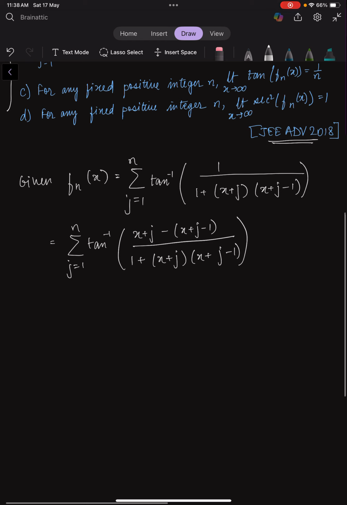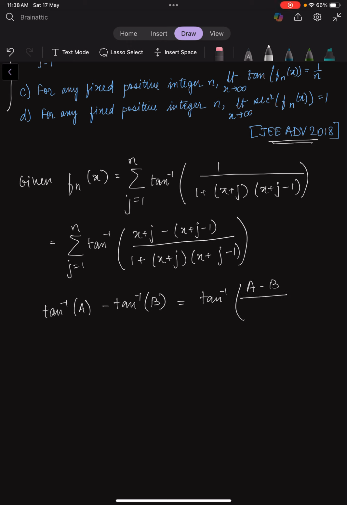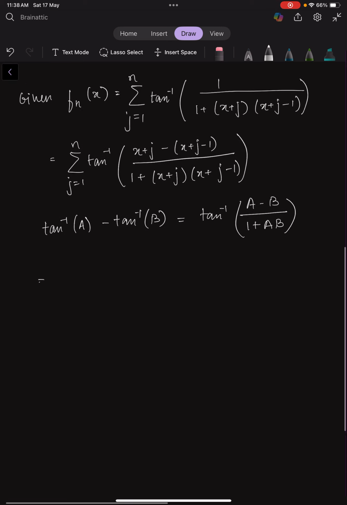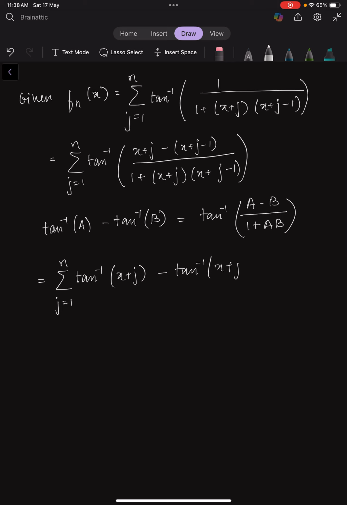now this is a very well known formula where we have tan inverse A minus tan inverse B is nothing but tan inverse of (A minus B) by (1 plus AB). So this is a well-known formula. So I'm just going to plug that in, and what I get now is the summation over j of tan inverse (x plus j) minus tan inverse (x plus j minus 1).